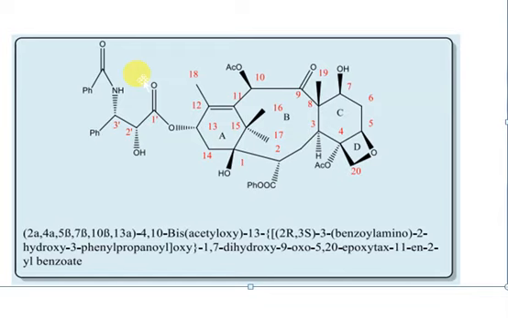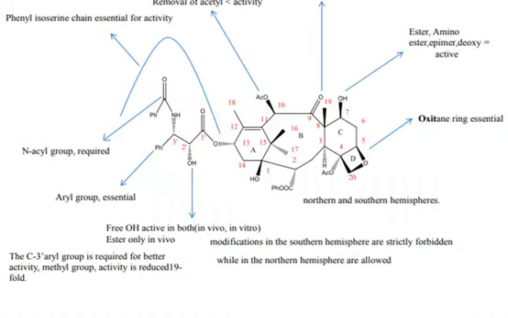So let's see which changes are allowed. What are the studies which indicate which changes, if done, improve the activity, or which changes, if done, result in loss of activity. So let's start from this 4-membered ring, the D ring, right? This is an oxetane ring. So the presence of this oxetane ring is essential.